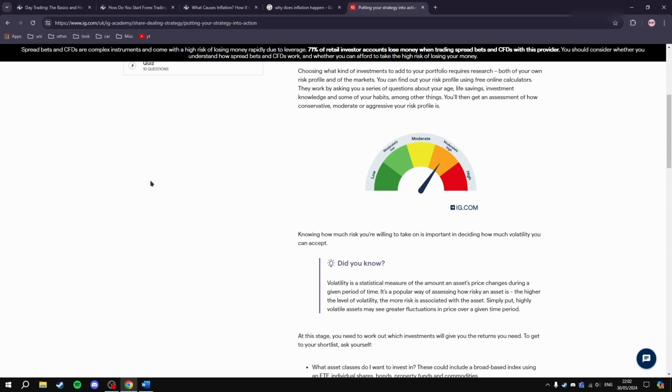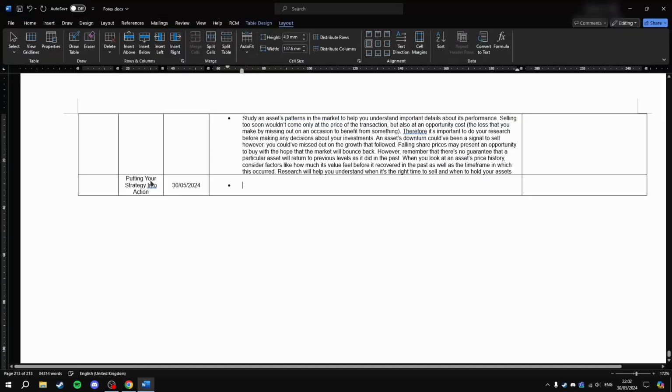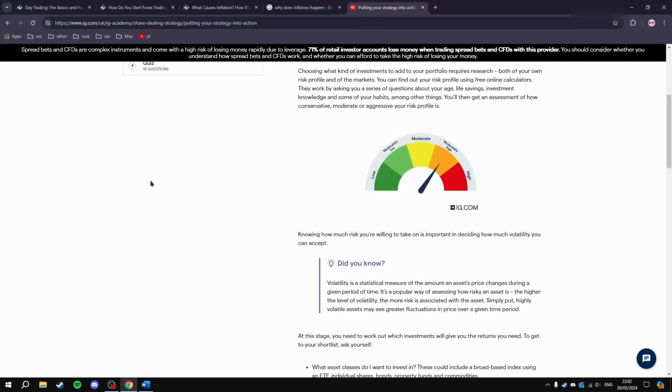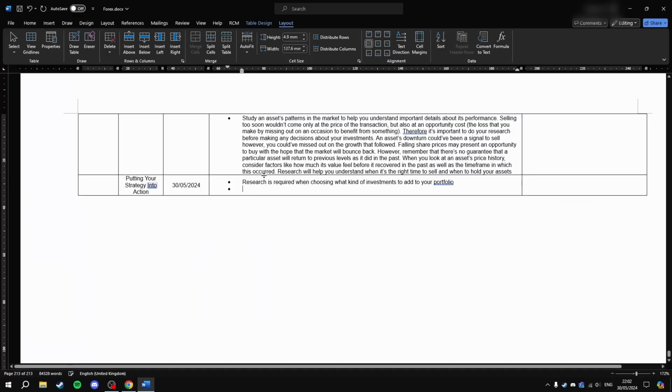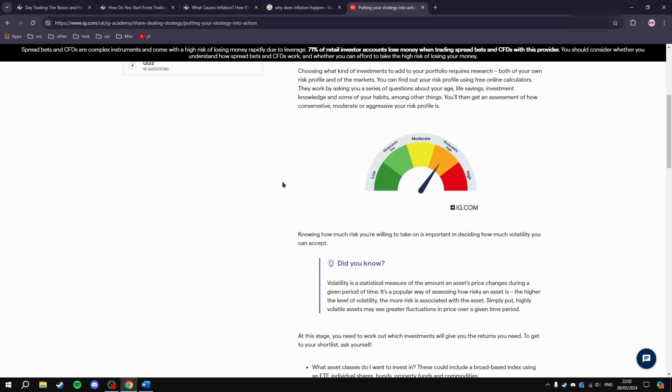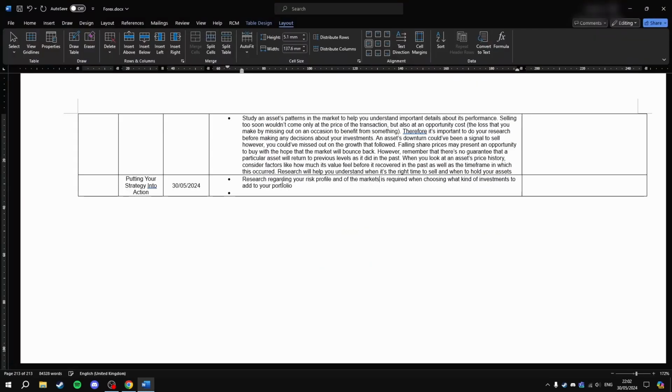Make a short list, choosing what kind of investments to add to your portfolio. Choosing what kind of investments to add to your portfolio requires research, both of your own risk profile and of the markets.